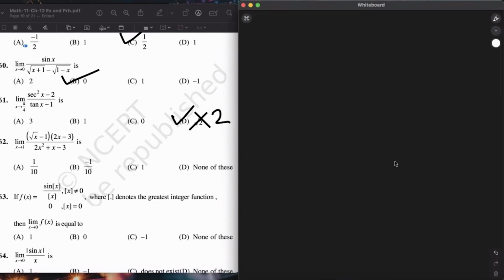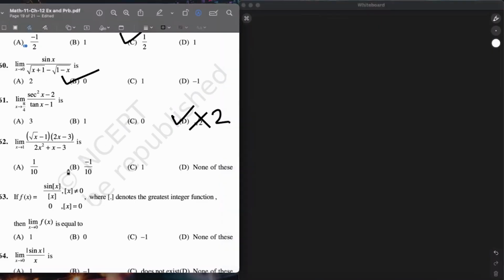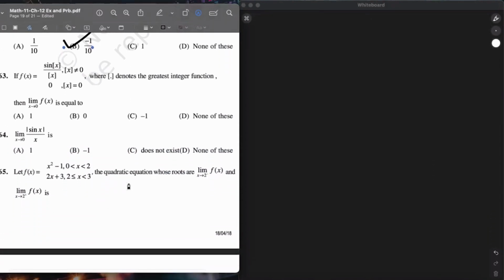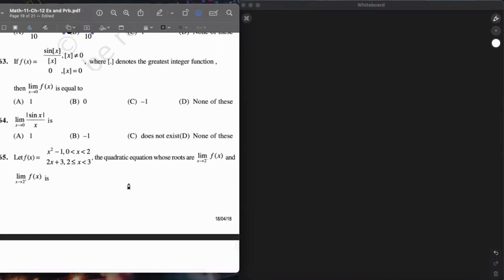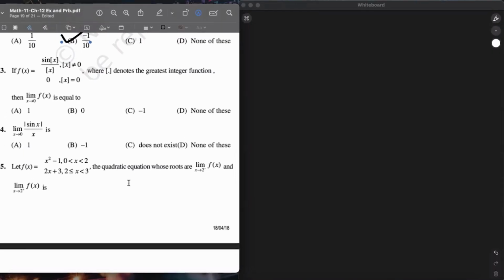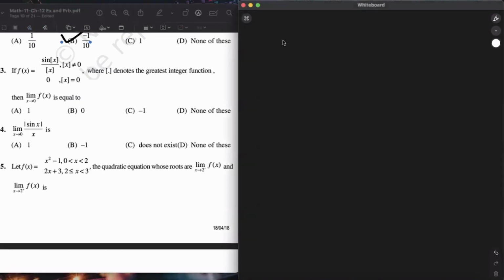Now moving on to question number 63rd. So the minus 1 by 10 was the answer, right? I do have minus 1 by 10. Now question number 63rd. So in question number 63rd, we have been given GIF. So what is basically the GIF? Let me tell you that.